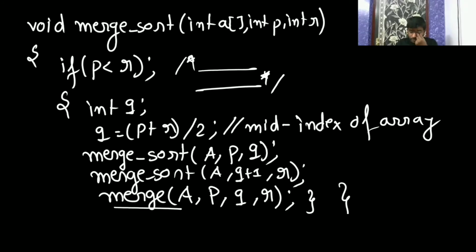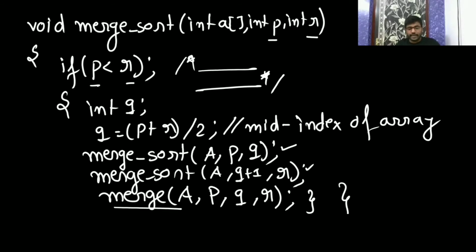First, let me know whether the code is clear or not. So merge sort takes the array A, the starting index, and the end index. It checks if the starting index is smaller than the end index, then you find the mid index, P plus R by 2. Then you call merge sort on the first half and then on the second half. After sorting both halves, you merge them, because merge merges two sorted lists. Each call returns one sorted list, and merge merges the two sorted lists.